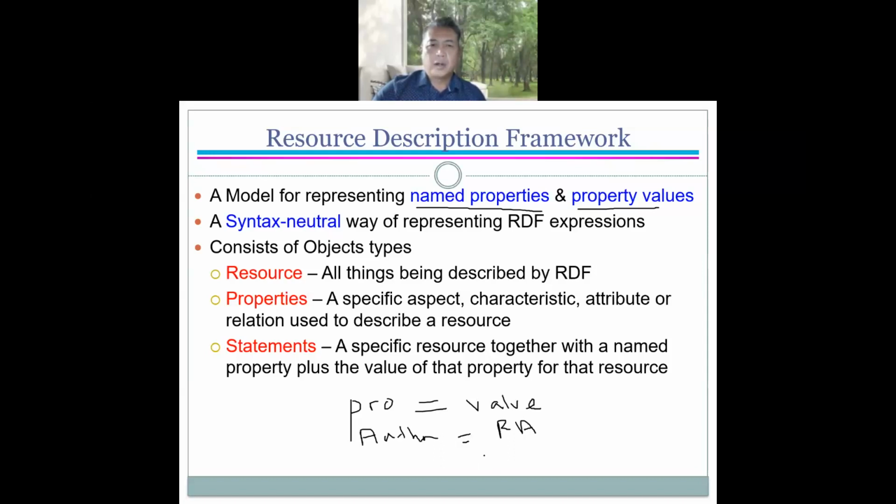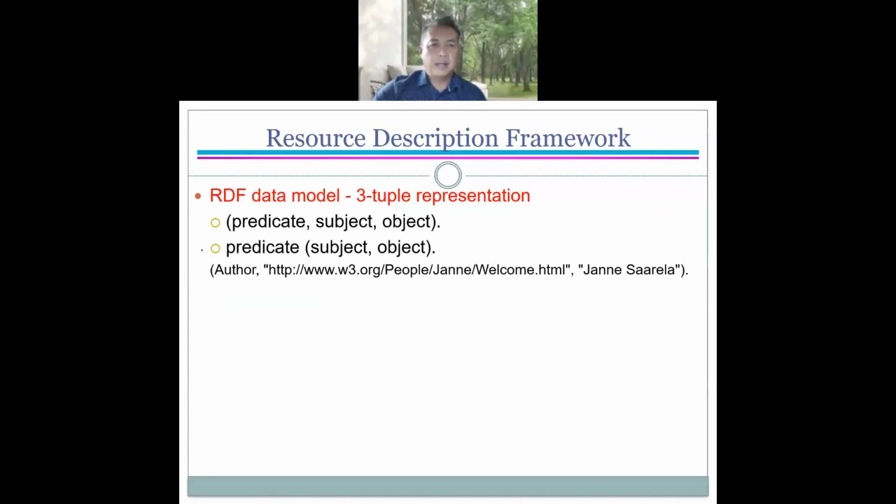Okay, but this is the basic statement. But when we write using RDF, they use a different format. For example, if we have the three-tuple representation, here we will have the subject, and this is the predicate, and this is the value. Okay, so this is the property, this is the value.